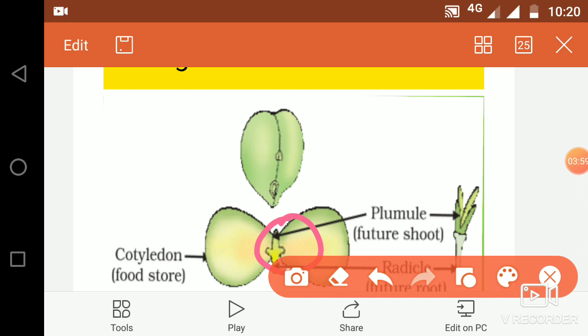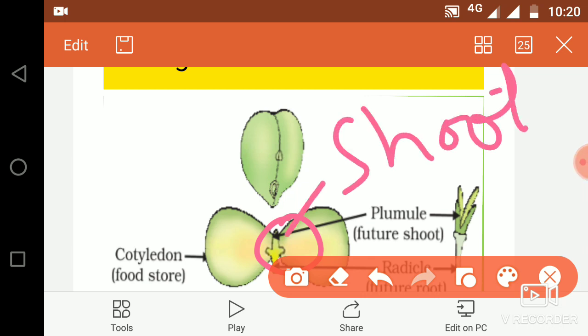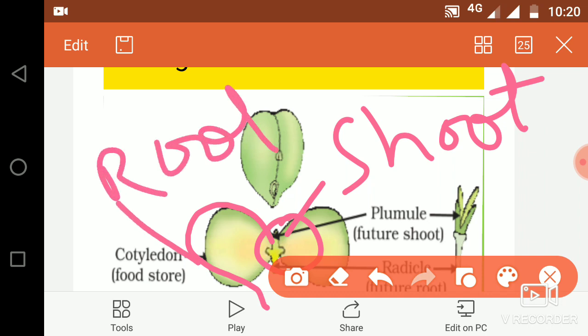So the upper part will become the shoot system, and the part which is white in color and moves downwards becomes the root system. So the plumule becomes the shoot system, and the radicle becomes the root system. In this way germination takes place. But whenever there is germination, if it is a monocot, there will be a single seed leaf. If it is a dicot, there will be two seed leaves.